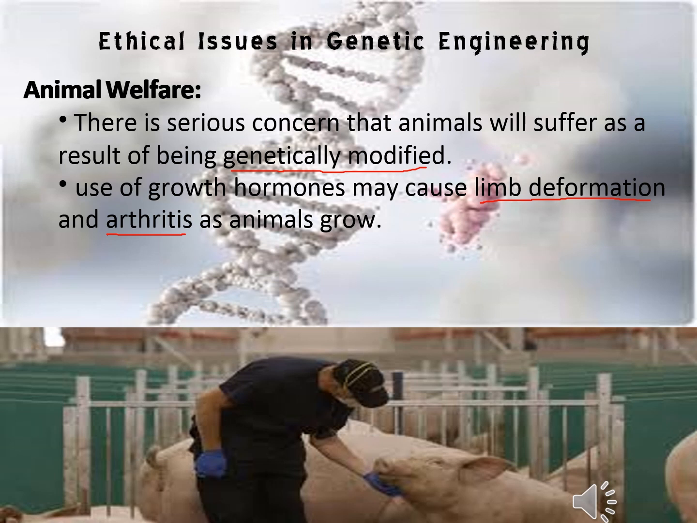The second one is animal welfare. The generation of new genetically engineered lines of animals often involves the sacrifice of some animals and surgical procedures, for example surgical embryo transfer. There is a serious concern that animals will suffer as a result of being genetically modified. Use of growth hormone may cause limb deformation and arthritis as animals grow.